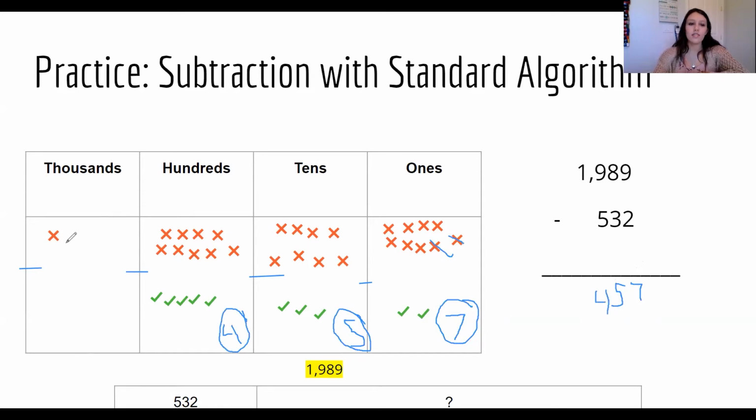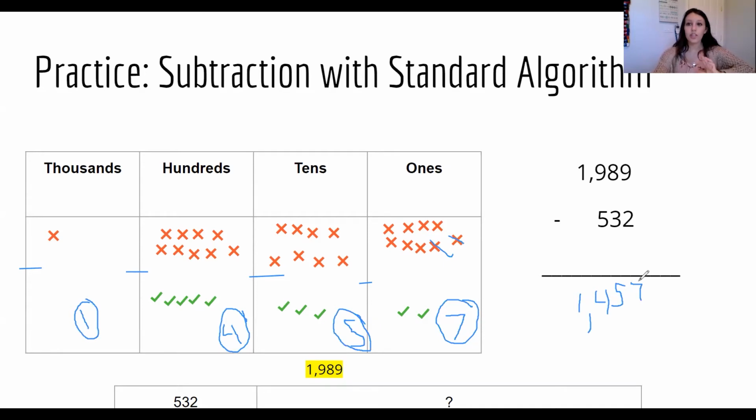And then in our thousands column, we have 1 minus nothing, right? 1 minus 0 is still 1. So we're just going to bring this 1 down. And then we have to make sure we have our comma. Oh, sorry, we need to put a 1 here. So we need a comma 3 digits from the right. As you can see, 1 minus nothing still is 1.